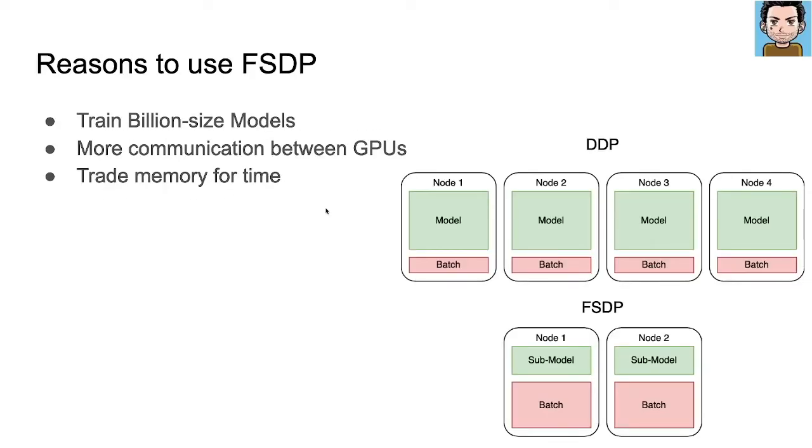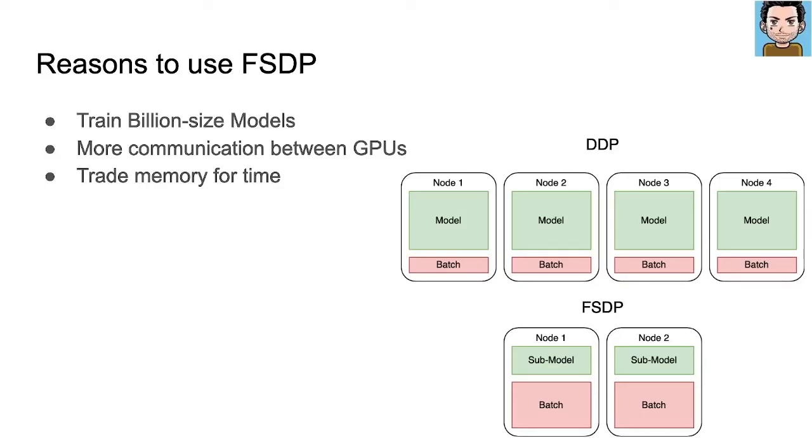FSDP makes sense when we are training large models with billions of parameters. This is different from when we are using distributed data parallel. In distributed data parallel, we assume that you can fit your entire model on a single GPU. In contrast, FSDP is designed for situations where your model is too big to fit on a single GPU. And in this scenario, FSDP will divide your model across GPUs.